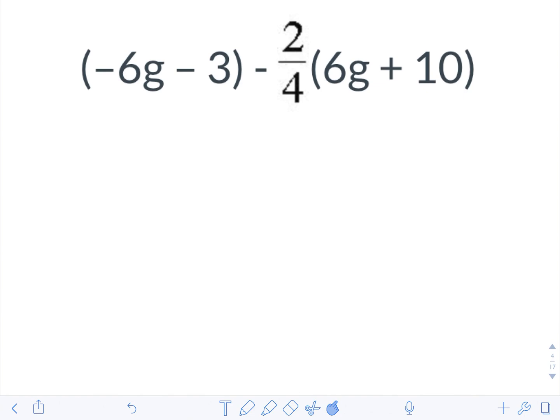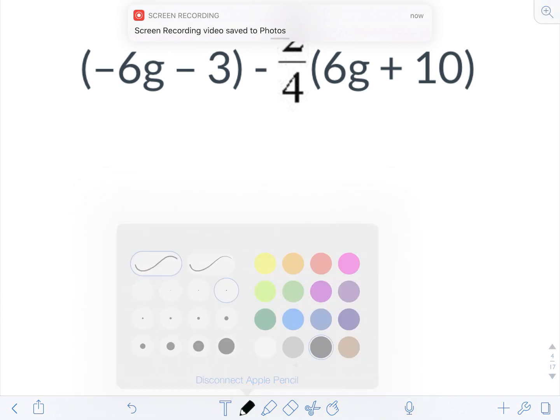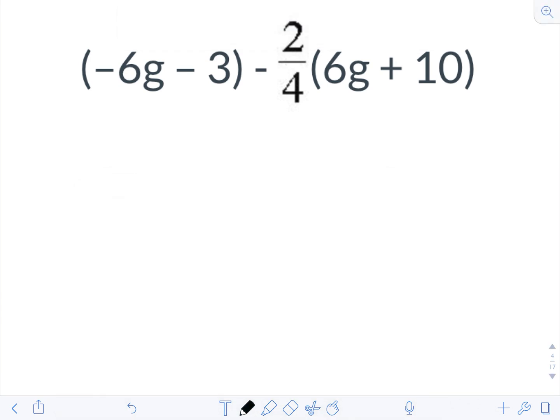Now this distribution gets a little trickier, but it ain't too bad. Let's do it step by step before we do the ICC. Yeah, you know me. So let's see here. First step, negative 6g minus 3. There's no operations or anything, so I can just drop the parentheses, get negative 6g minus 3.